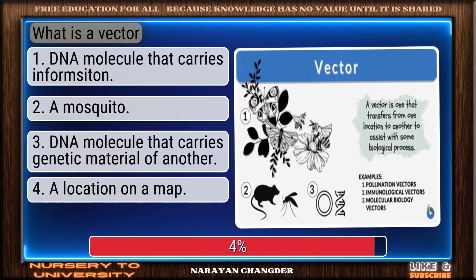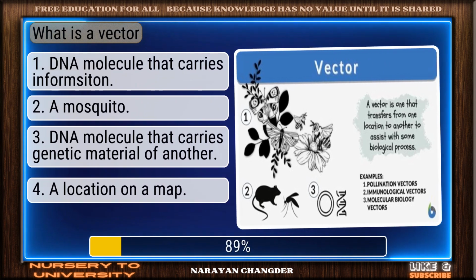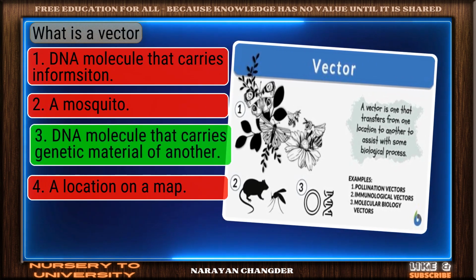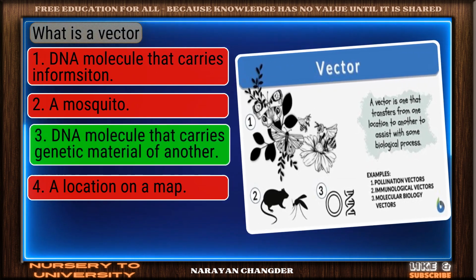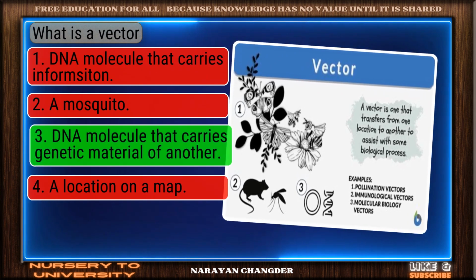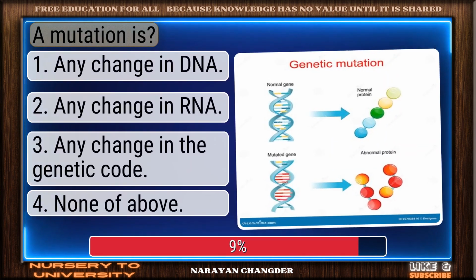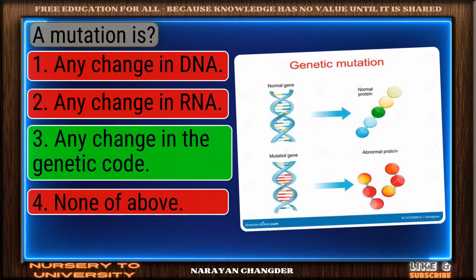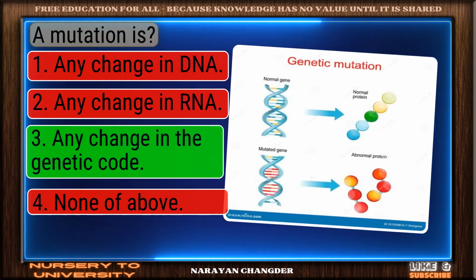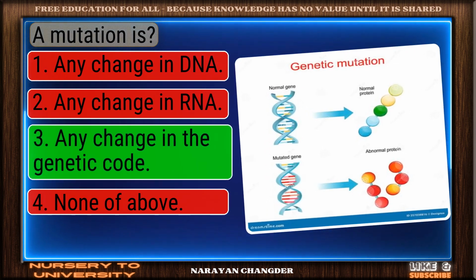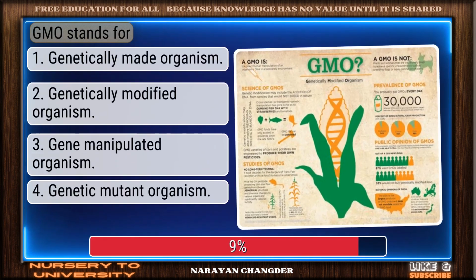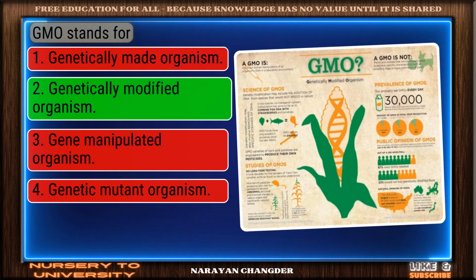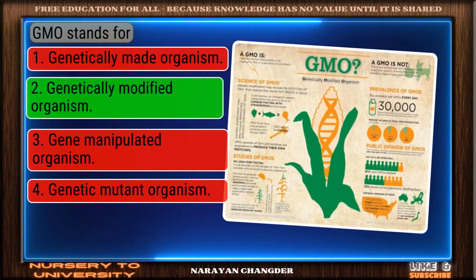What is a vector? Smart move. DNA molecule that carries genetic material of another is an accurate answer. A mutation is. Correct. Any change in the genetic code is the right answer. GMO stands for. Perfect. Genetically modified organism is the correct choice.